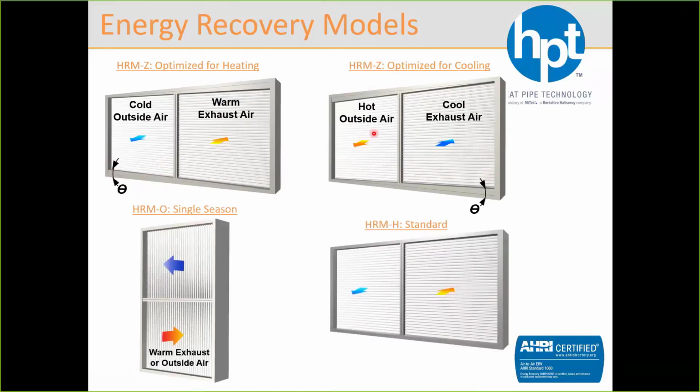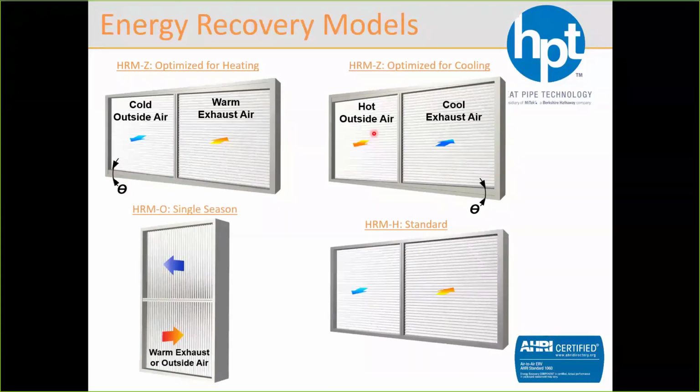And last but not least, we have our HRMH. That's our standard model. H denotes horizontal tubes. This is what we call balanced recovery. And by that, what I mean is whatever effectiveness you would see in summer, you're likely going to get the same effectiveness during winter. But generally, compared to the other models that we have, this is going to be the lower performing model.